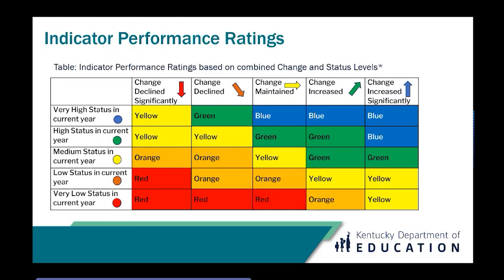This table demonstrates how status and change are combined to get your indicator performance rating. On the left side is your status in the current year with levels of very low to very high. Across the top of the table is change, with levels of decline significantly to increase significantly. Indicator performance rating is determined by where status and change meet on the table.